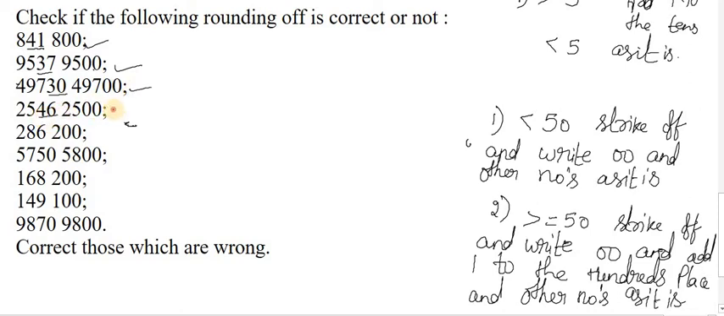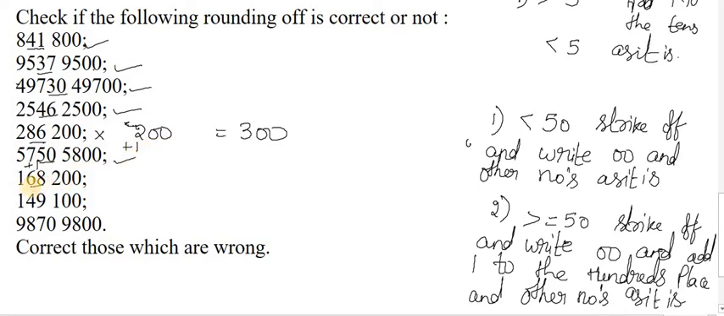46 is also less than 50. Okay. It is more than 50. So what should we do? We should add 1 to the hundreds place and strike off and write 0. So the answer is 300. Here equal to 50 also follows the same rule, no? So plus 1 to the hundreds place. So 5800.